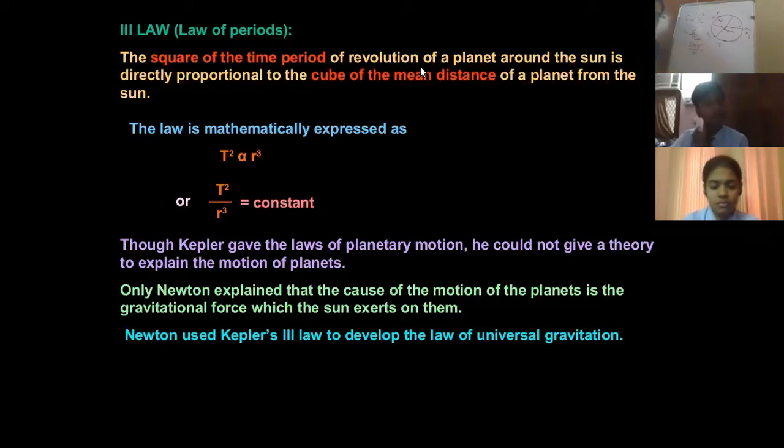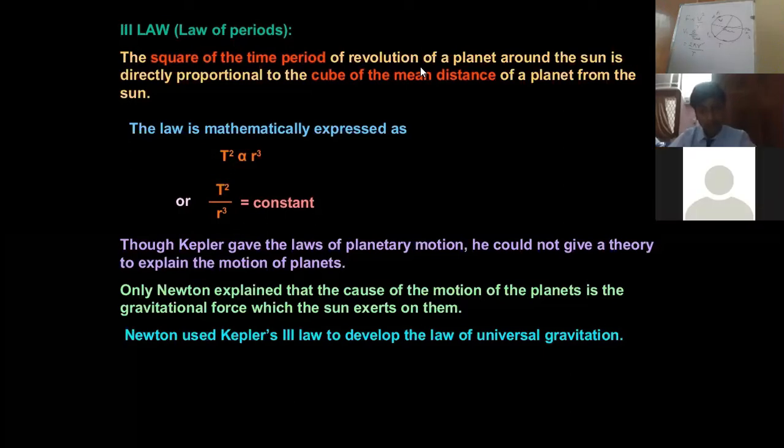But this R will have a different value for different planets. Why? Because every planet has its own orbit. Every planet has its own orbit. So this R will change as per the planet.